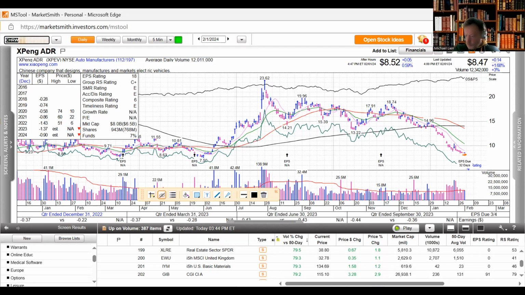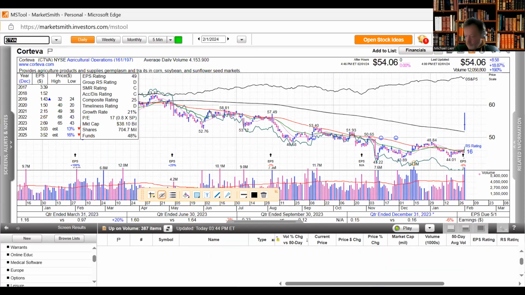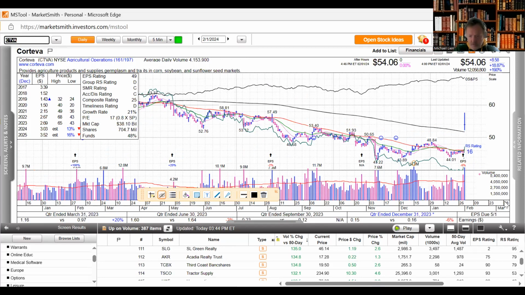C.H. Robinson Worldwide, EPS 50 cents versus 81 cents, a huge drop, down 12.6%. Corteva, I believe, are up strong today. Operating EPS 15 cents versus 6 cents. You have a huge gap up. Holding near the low of the gap, but it's up over 18%.